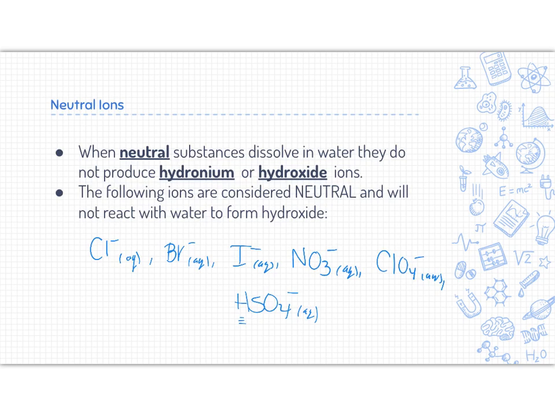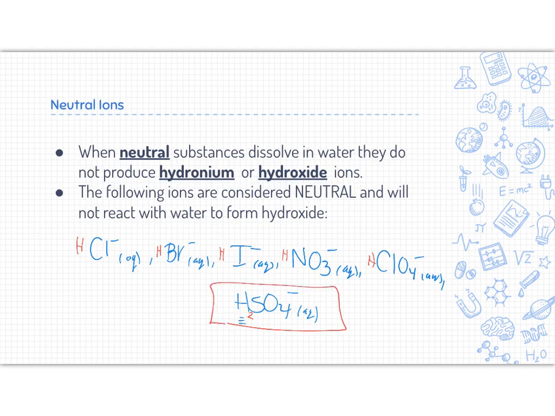Okay, so if I add an H to all of these, they become a strong acid. So the anion of a strong acid will not act as a base. It will not accept an H. So we can't make a strong acid is what that's saying.